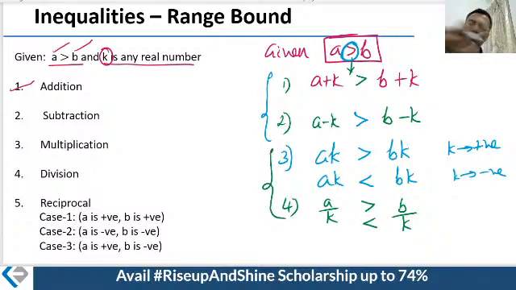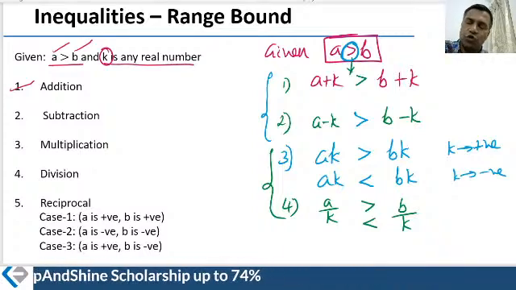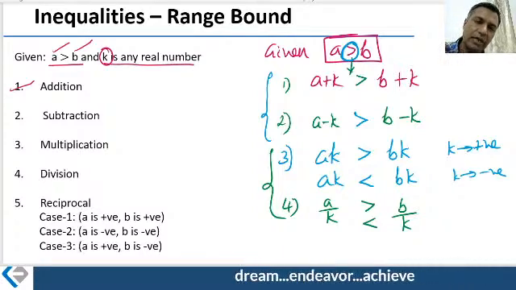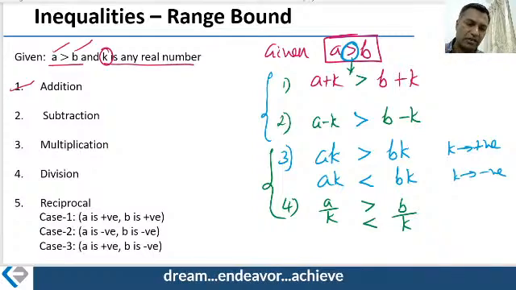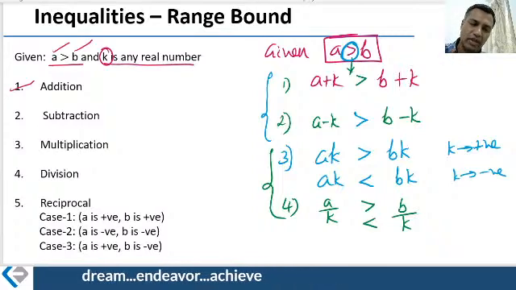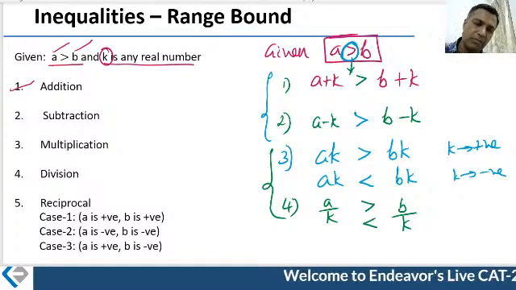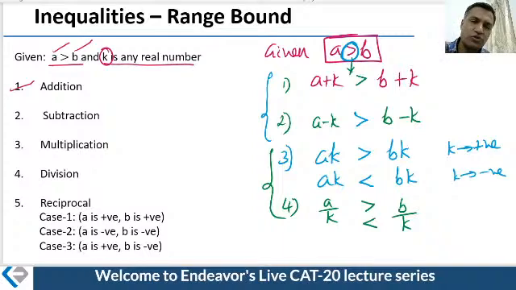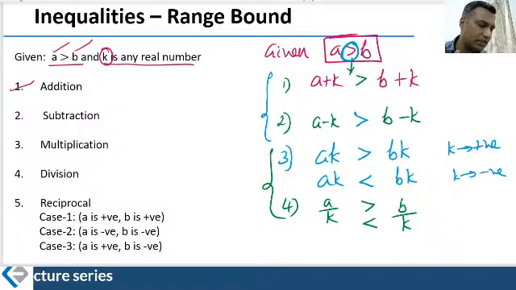Therefore, I'll package it into two ways. Addition and subtraction: no change in sign. Multiplication and division: there may be a change in sign. That depends on the nature of K, the factor you are multiplying or dividing by. Therefore, I want to know the sign. Whenever you are multiplying and dividing, be mindful. Make one cross check in your mind: do I know the sign of K? If I don't know the sign of K, then you cannot proceed with that particular question.